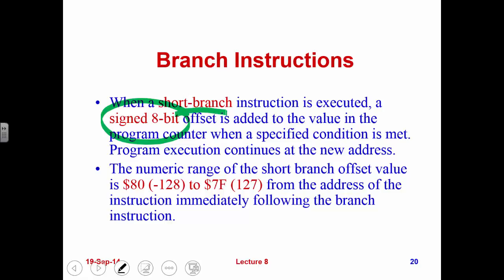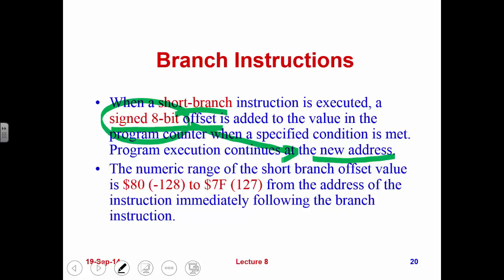For short branch instructions, the offset value tells you the new location, and it is on 8 bits, signed 8 bits. So when the CPU runs the program, we simply need to add this signed 8-bit offset value to the current program counter value. Find out what that new value is. Then we go to that new location, fetch machine code, and execute. So add the offset value to the current program counter value, and it tells us the new location.